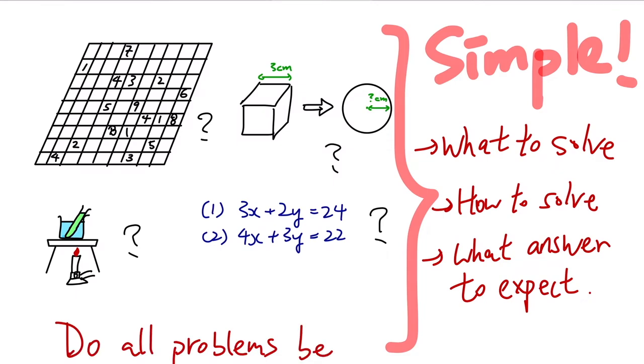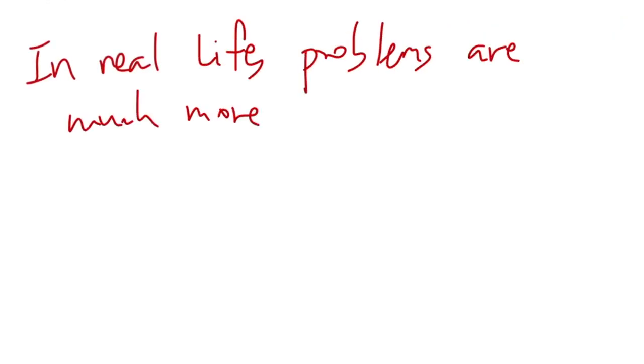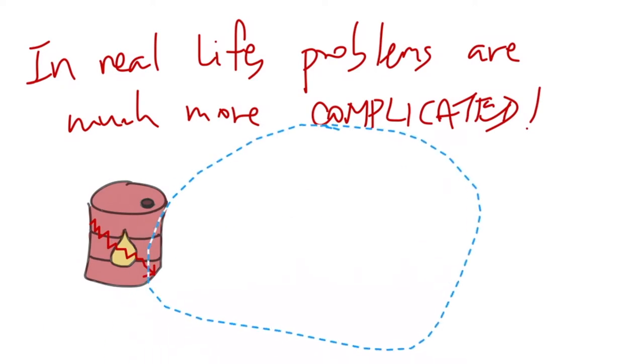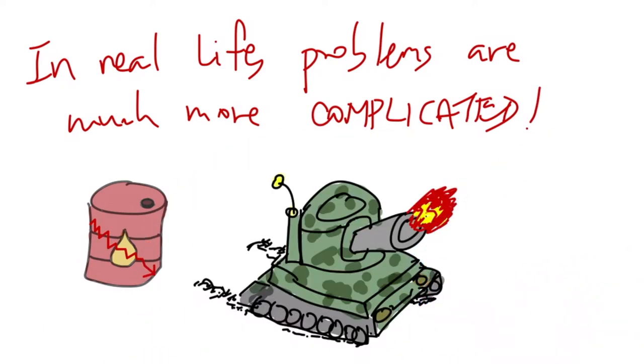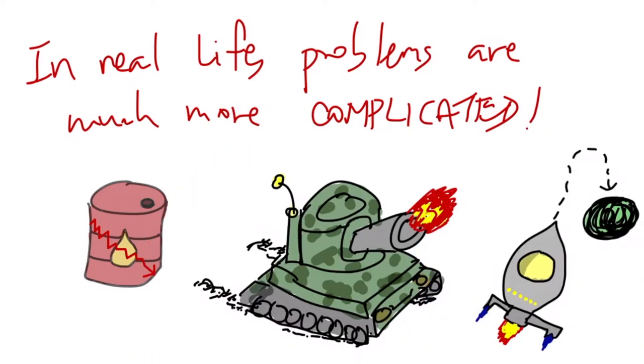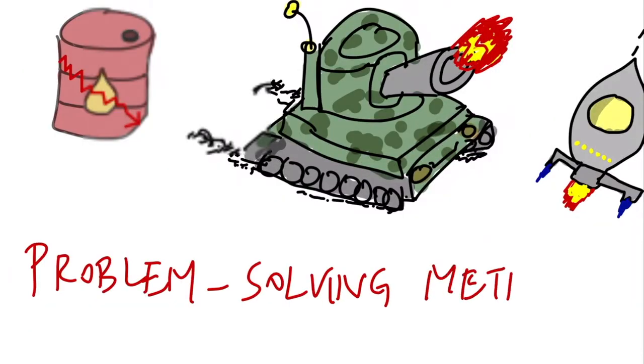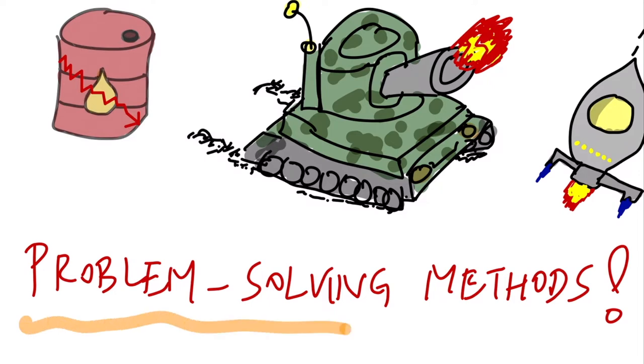However, are all problems that simple? In reality, problems could be much more complicated. For example, how to solve the energy crisis, how to prevent World War III, how to travel to other planets. To deal with these complicated problems, we need to know some problem-solving methods.